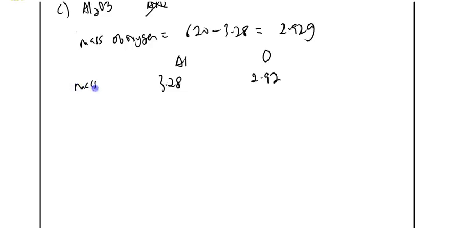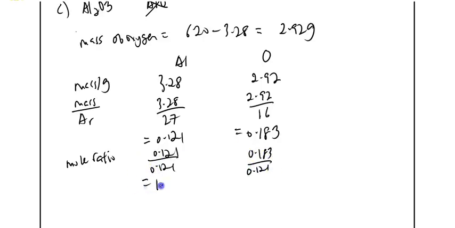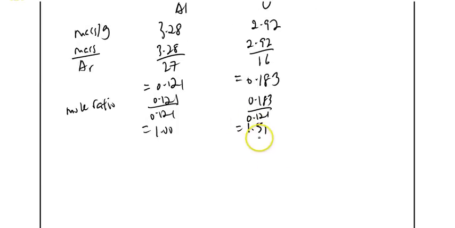This is the mass. Then we take mass, divide by AR. This is 27. This is 16. And I will have 0.121 and 0.183. Then mole ratio will be to take the smallest number and dividing it throughout. And this smallest number is 0.121. And I have 1.00 and 1.51. So this is the crucial step now. Can we round 1.51 to 1 or 2?